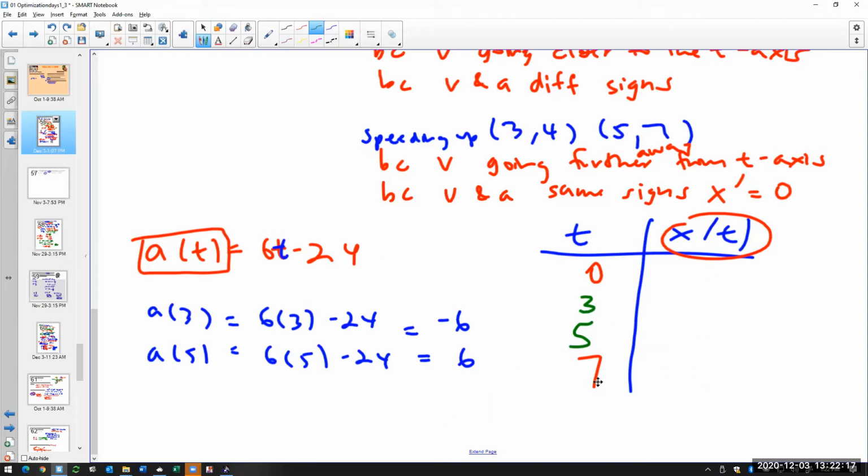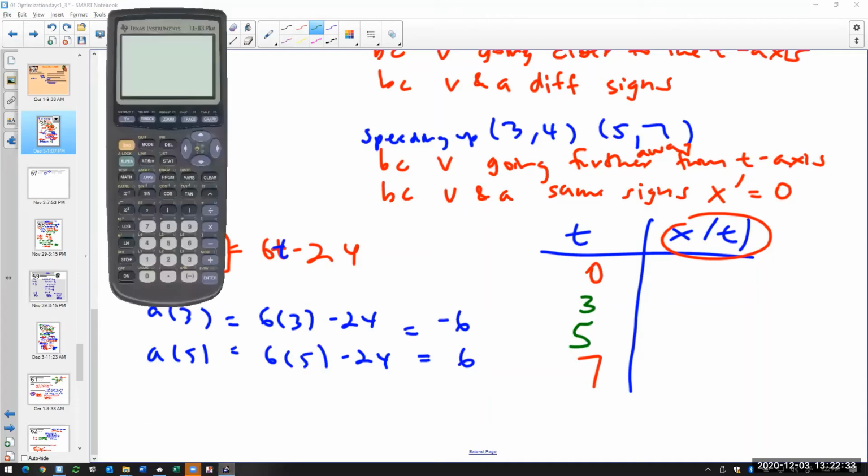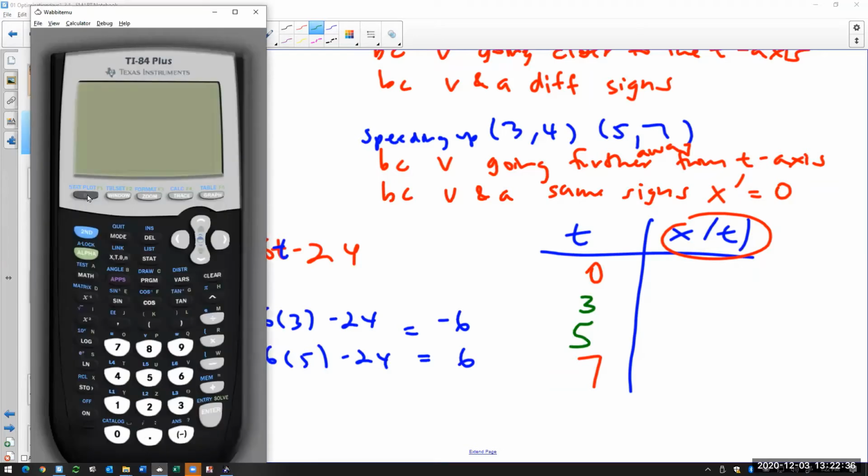Well, guys, if I know my t's, how do I get my x's? Some students will ask me, should I put velocity here or position or acceleration? Guys, what is this letter here? X, right? It's position. So you need to go find your position formula. So I'm going to go back to my calculator. And this time, instead of velocity, I'm going to put in my position formula. I'm going to clear velocity from here because I don't need it anymore. So I'm just going to clear both my velocity formula and my acceleration, and put in my position formula here.